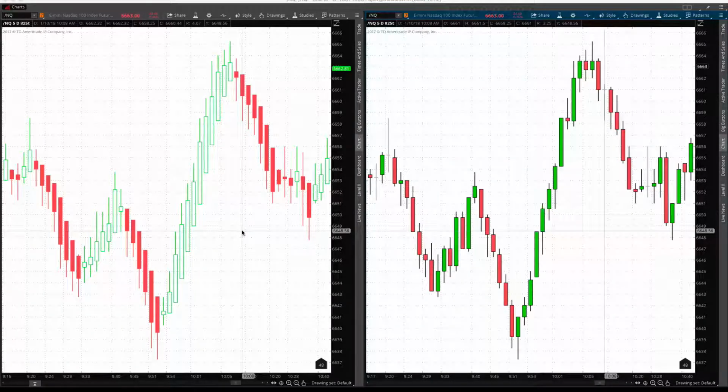Another thing about Heikin Ashi charts that may be a benefit or maybe a drawback depending on how you particularly trade is that there are no gaps in the Heikin Ashi chart because of the way it's calculated. So if you use gaps in your trading, if you look for gaps in your trading, then that could be a non-starter for you. It means you're not going to get any gaps on the Heikin Ashi chart.